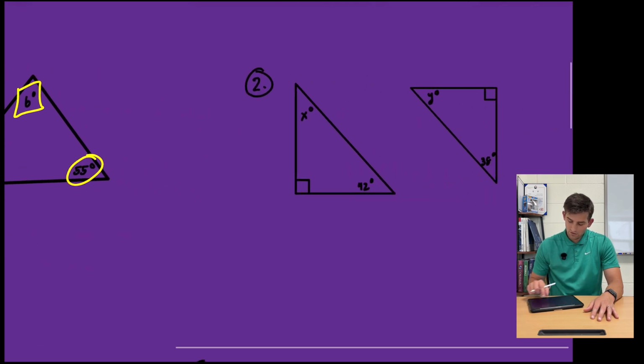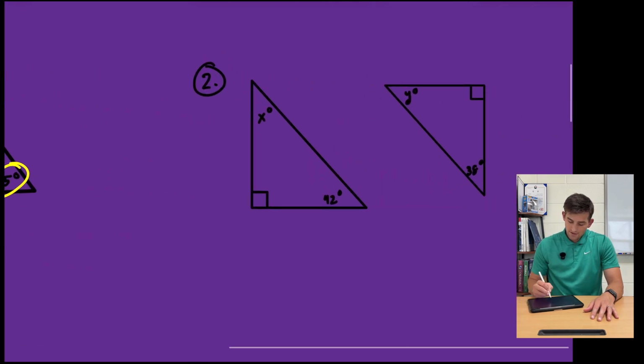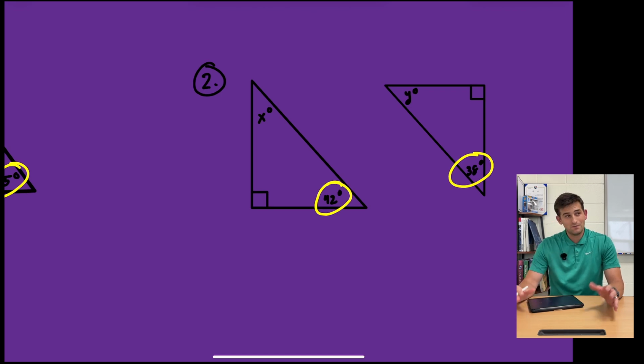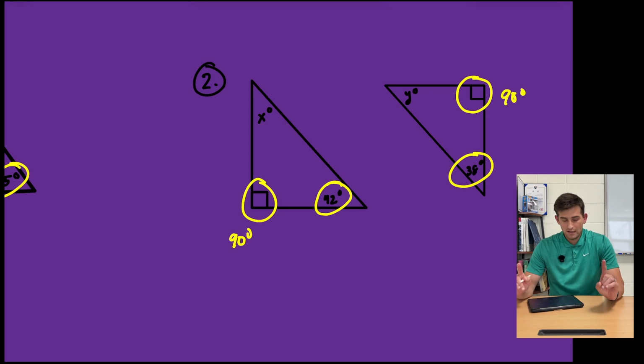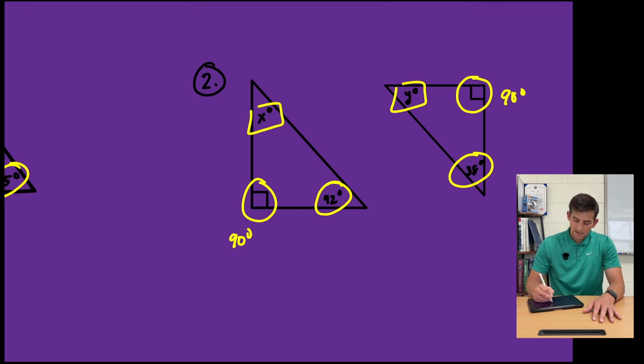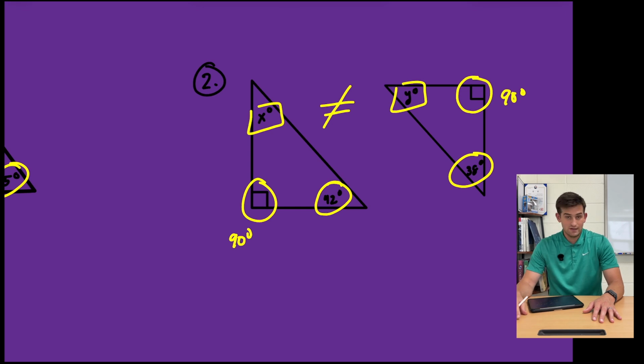Let's jump over to number two. Number two, they give us a 42 degree angle and then a 38 degree angle, okay? They're not the same, but maybe that's not the problem, because maybe we have a separate angle in the triangle that's equal to those. But if you remember, this box here indicates a 90 degree angle. So we do have two 90 degree angles, but the other pair of angles in those triangles are not the same measure. They're not congruent, which means that X and Y are not going to equal each other in this case.